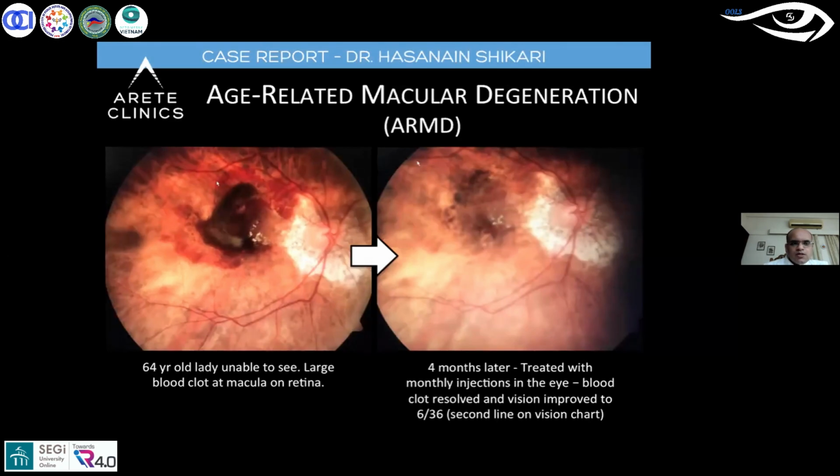So here, this is just one case report that I thought I'd throw in. This was a 64-year-old lady who was unable to see. She comes in with a large blood clot at the macula. So this obviously is a wet ARMD with presence of subretinal heme. This patient underwent monthly intravitreal ranibizumab injections, and at the end of 4 months, we had seen that the blood clot had resolved. Vision had improved from hand movements close to face to 6/36, and these are one of the few positive treatments that we get in these patients, and we have a happy patient here.